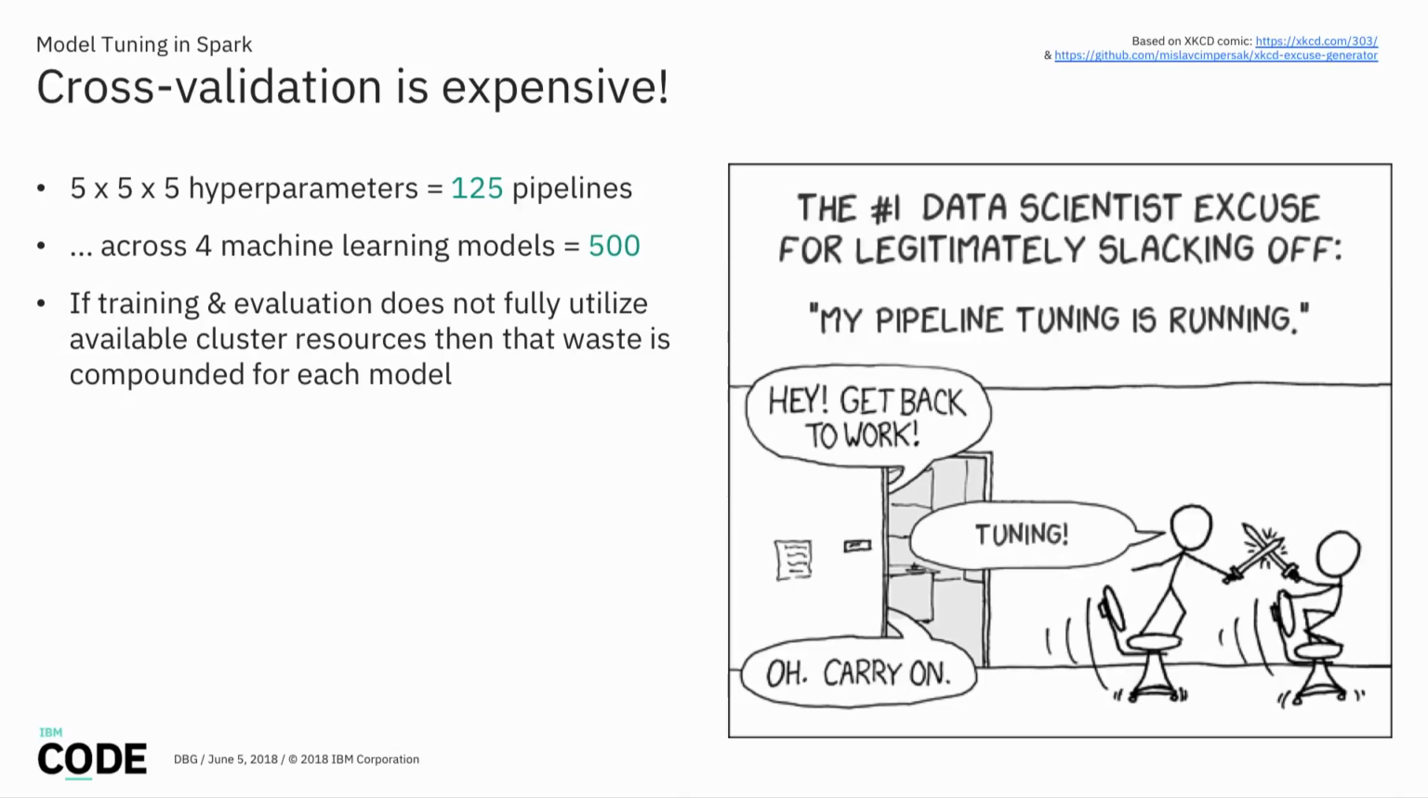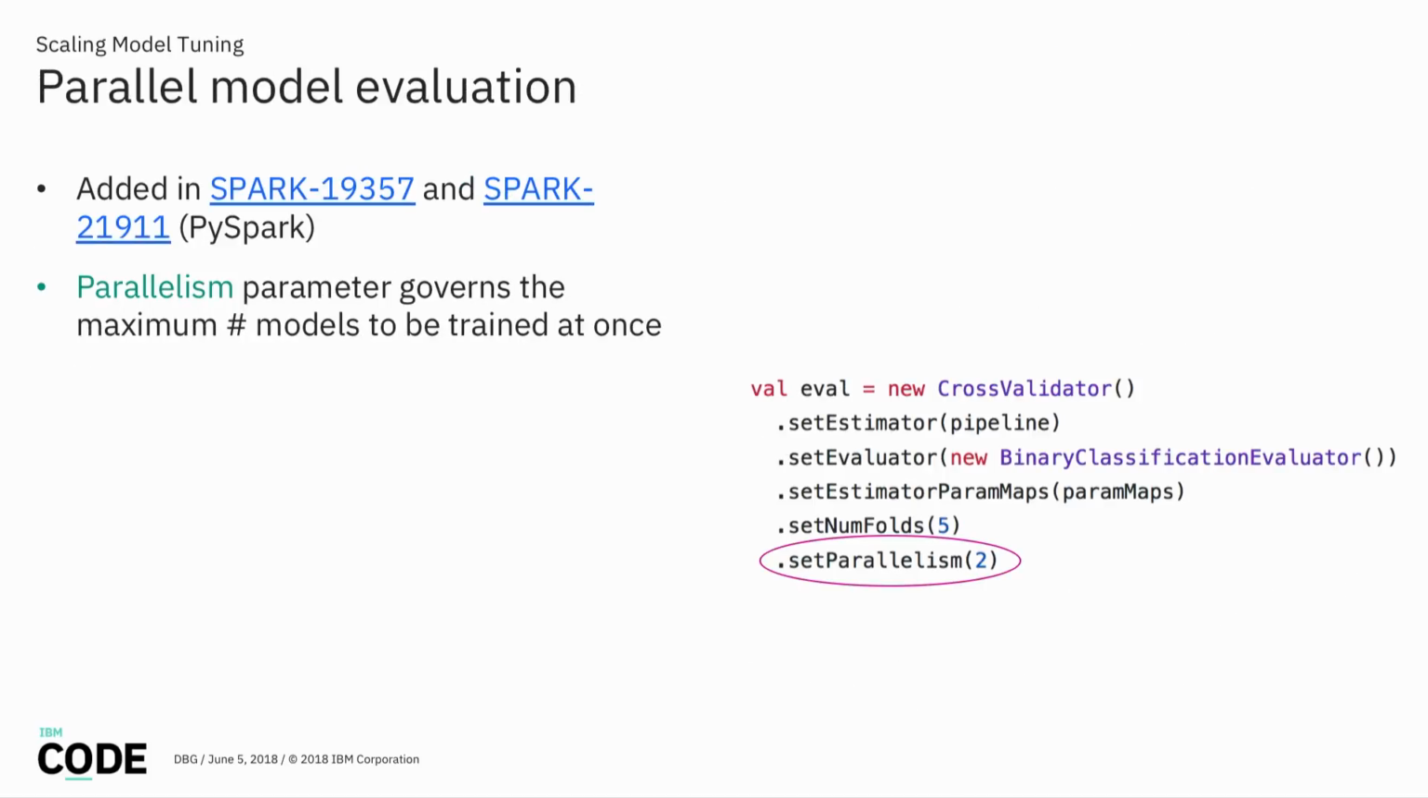And the problem is, if you're not utilizing every available resource in your cluster, since this is a sequential process in Spark by default, any resource that you're wasting in your cluster is just going to be compounded for every single model that you end up training. So it ends up being a huge, long, involved process. One way to combat this is to make sure that the Spark scheduler has plenty of jobs in queue to keep all the resources available and fully utilize the cluster.